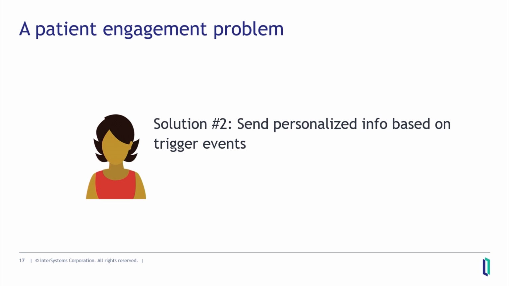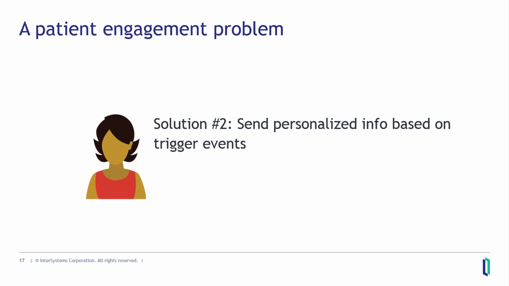So since we have a room with a lot of solution developers in it, can anyone suggest any other solutions of this type that would have helped Maria for some of her other issues? Any takers? Something based on an event, like a triggering event. Fantastic. Appointment reminder is excellent. If she just got an email or a text the day before that appointment, that would have cleared that up right away.